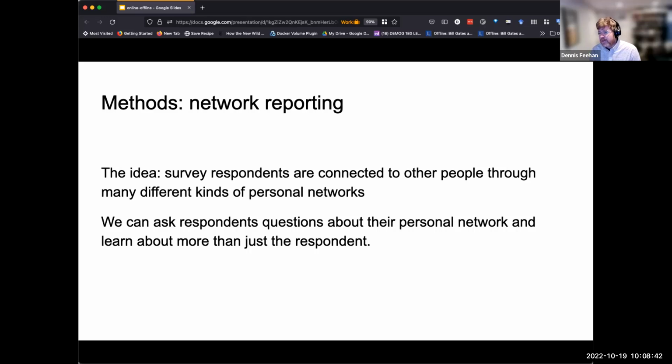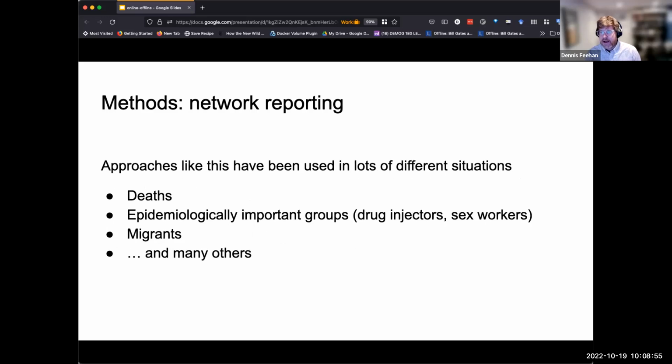And so we can ask respondents questions about members of their personal networks. And when we do that, we learn about more than just the respondent herself. The trick here is that we have to figure out how to make use of the information that we get when we receive these reports about people's network members. This idea is fairly natural, and in fact, it's arisen in a lot of different settings.